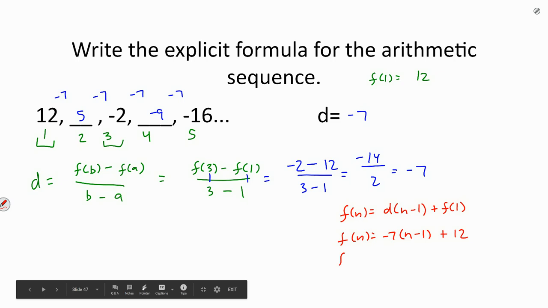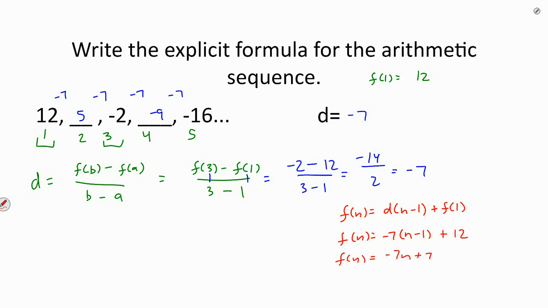And let's see what we get. So f of n equals -7n plus 7, I distributed, plus 12. So my formula here is f of n equals -7n plus 19.